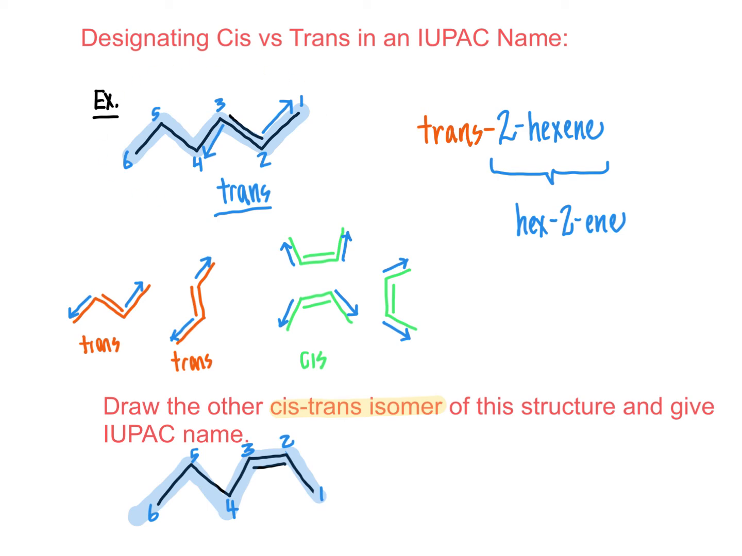And the only difference between these two structures is the orientation of the trans form being the zigzag and the cis form being this bowl shape. So this is going to represent our so-called cis isomer of the molecule.